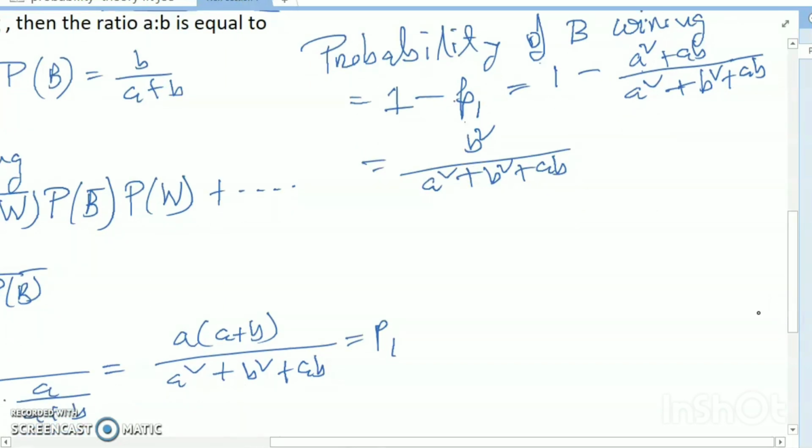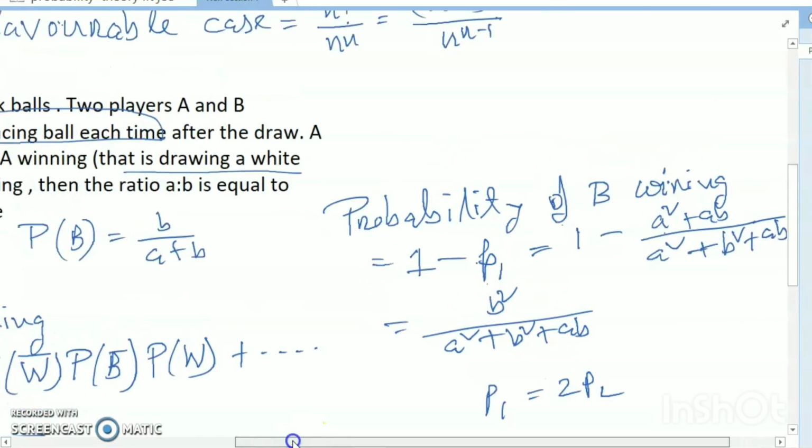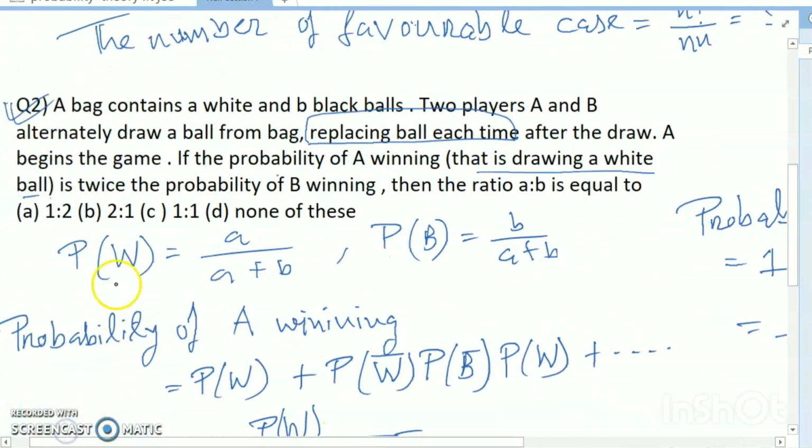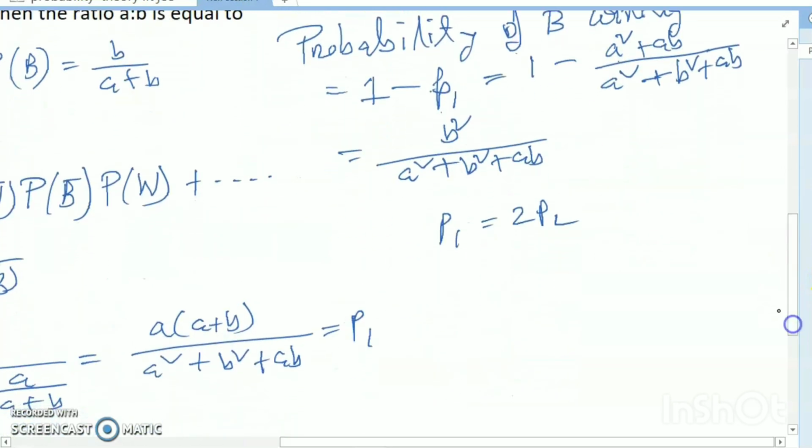Now friends, P1 is equal to 2P2. This is the question's condition, because of the twice. You can check that they have already told that the probability of A winning is twice the probability of B. So P1 is equal to 2P2, according to the question.